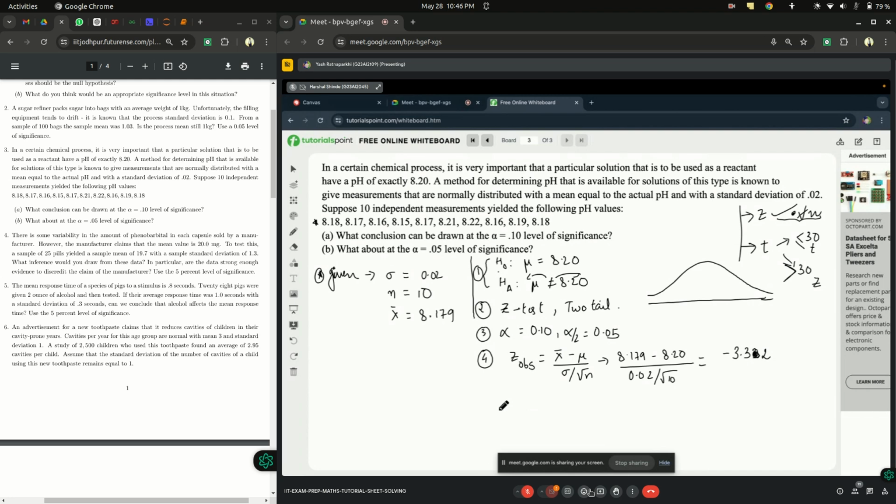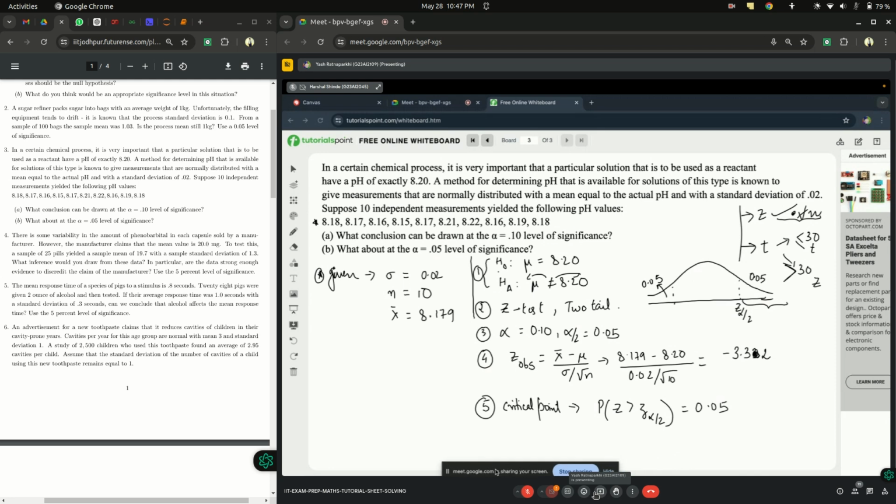Okay, great. Now what I need to do, I need to check for my critical points. Since it is a two-tail test, I can say it has been split into two parts, 0.05 here and 0.05 here. If this is my Z alpha by 2, this area is the probability of Z greater than Z alpha by 2, right? And this is 0.05, correct? So what I'll do next? 1 minus.